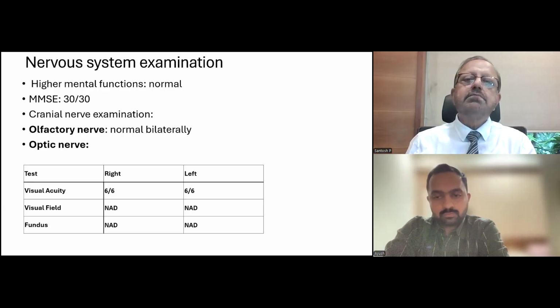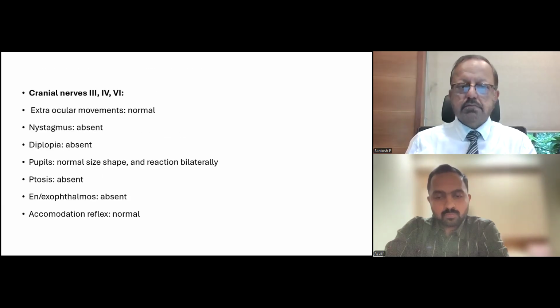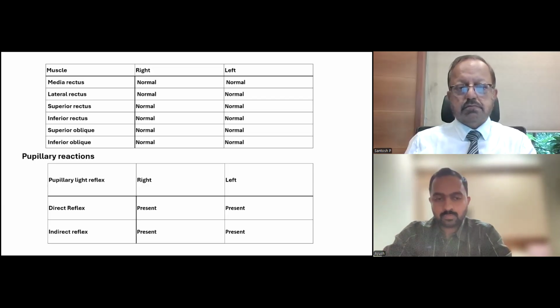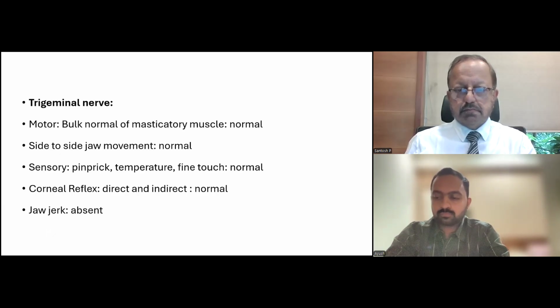Nervous system examination, higher mental function normal. MMSE 30/30. Cranial nerve examination, olfactory nerve normal. Optic nerve was also normal. Cranial nerves 3, 4, 6: extraocular movements normal. Nystagmus absent. Diplopia absent. Pupils normal shape and reacted bilaterally. Ptosis absent. Accommodation reflex normal. EOM was full in all directions. Pupillary reactions, direct reflex, indirect reflex present.